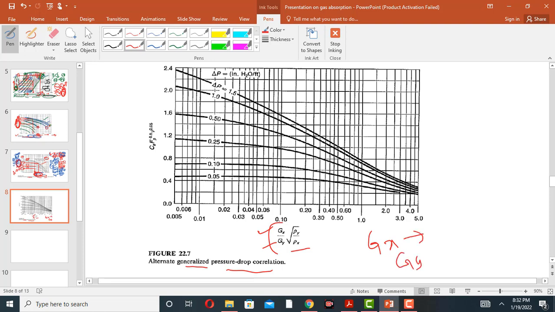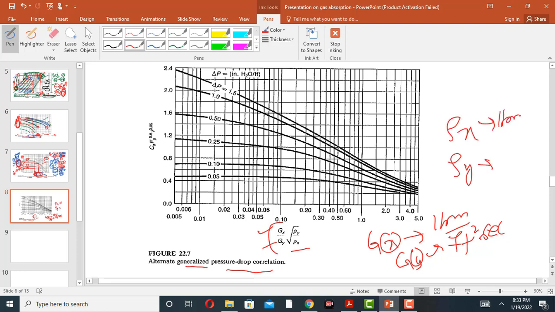It is lbm per feet square into second, the mass flux for liquid and the mass flux for gas. And rho x is the liquid density and rho y is the gas density. The unit is lbm per feet cube.